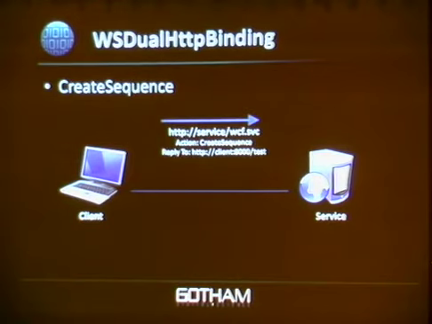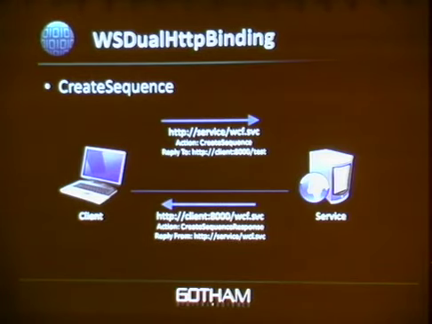The first thing you do, as a client, is you issue a request to the service, and the action is going to say create sequence. And you're going to include a reply to URL, which is going to be your host name and the port that you are opening up to receive the callbacks on. So in this example, it's client, I'm using port 8000. The service is then going to open up a new conversation to the client and send a create sequence response to that port.